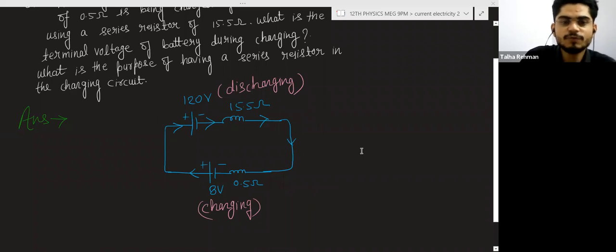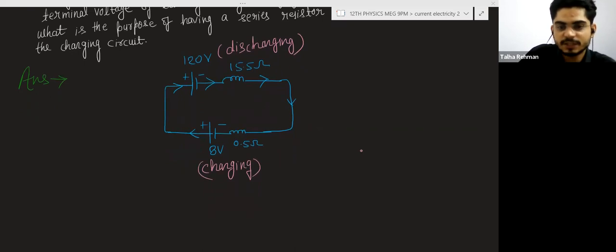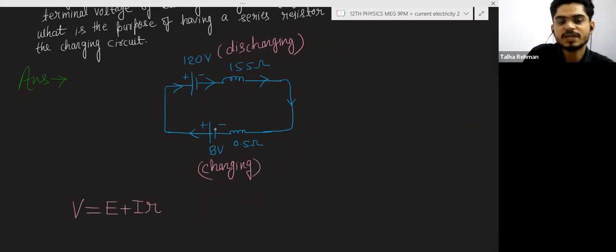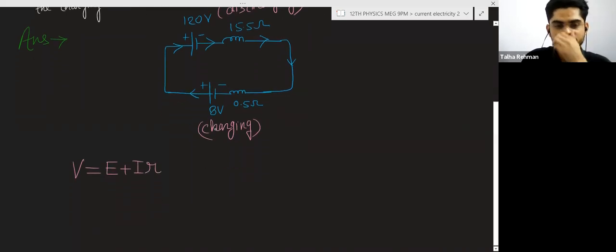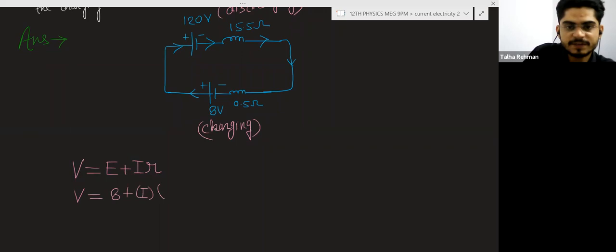So we have to find the terminal voltage of the battery during charging. We have to find the terminal voltage of this 8 volt battery. What is the terminal voltage during charging? We have the formula E plus IR. During charging, we have a formula of terminal voltage. So now you can apply. What is E? E is 8 volt. What is I? We do not have I. What is internal resistance? Internal resistance is 0.5.